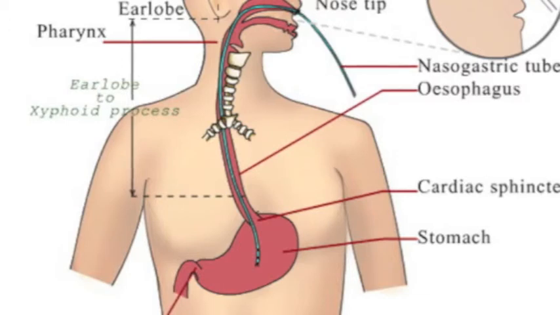Now, if we have a value, can we now call this gastric content? Okay, so now you can say, pH of gastric content 3.